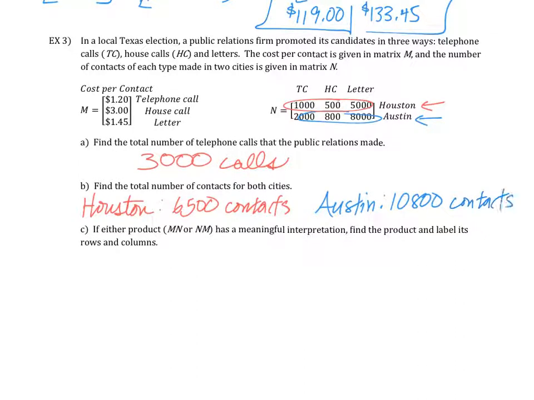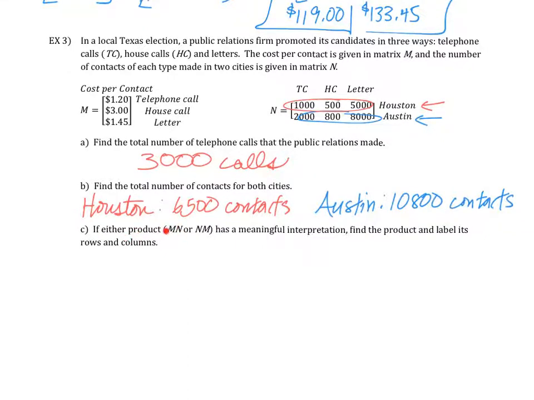And I'll take a second here to say that units are important. So I didn't just answer 3,000 here, I answered 3,000 calls. And down here, I didn't just answer 6,500 or 10,800, I used the word contacts after that. Just as a general thing in the real world, using units is important.